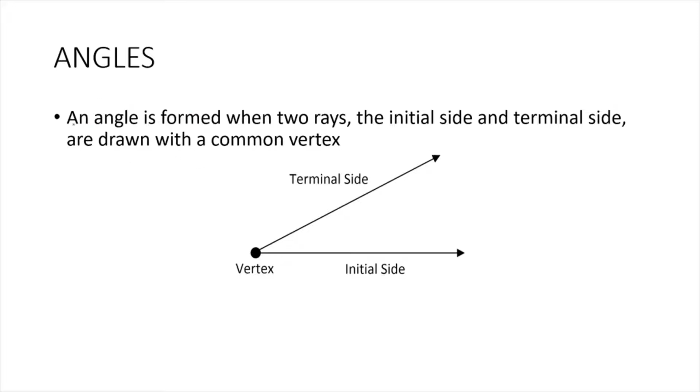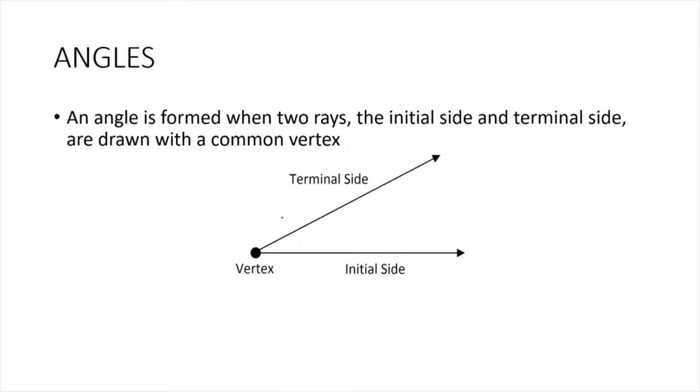An angle is formed, or measured, as the amount of rotation from the initial side to the terminal side. So it's either a counterclockwise rotation from the initial side to the terminal side or a clockwise rotation from the initial side to the terminal side.